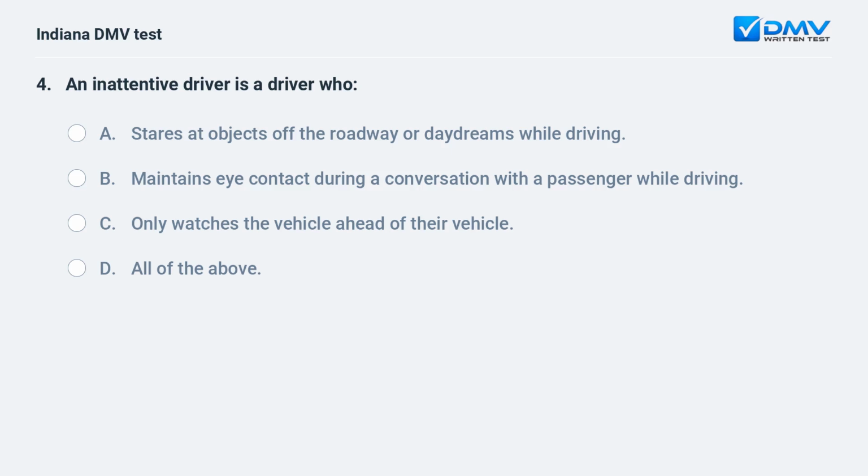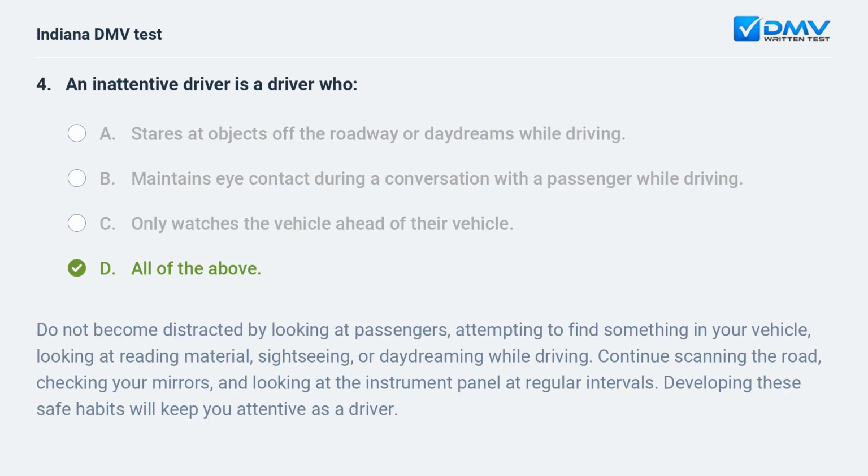An inattentive driver is a driver who A. Stares at objects off the roadway or daydreams while driving. B. Maintains eye contact during a conversation with a passenger while driving. C. Only watches the vehicle ahead of their vehicle. D. All of the above.